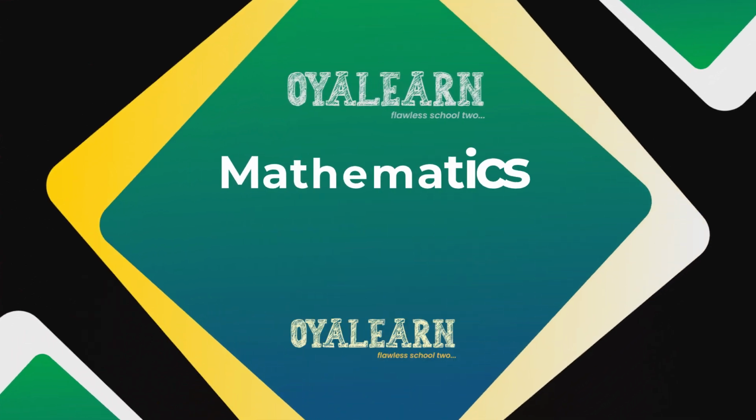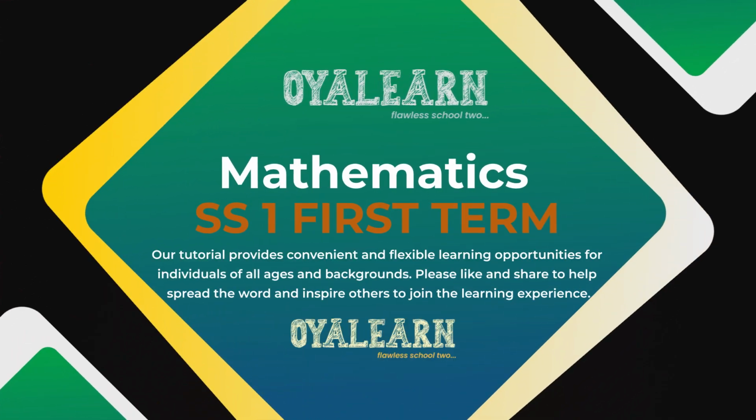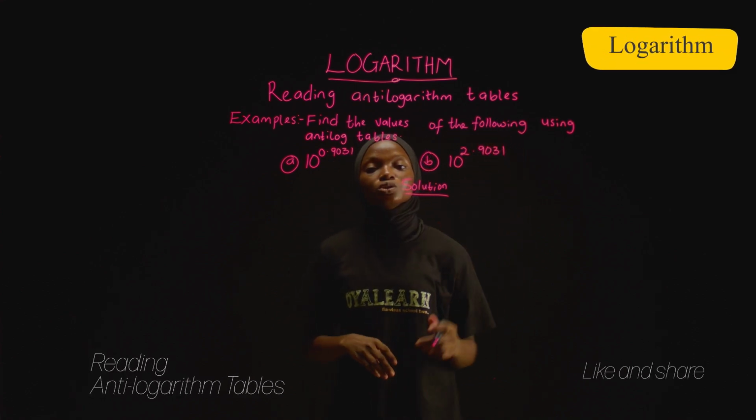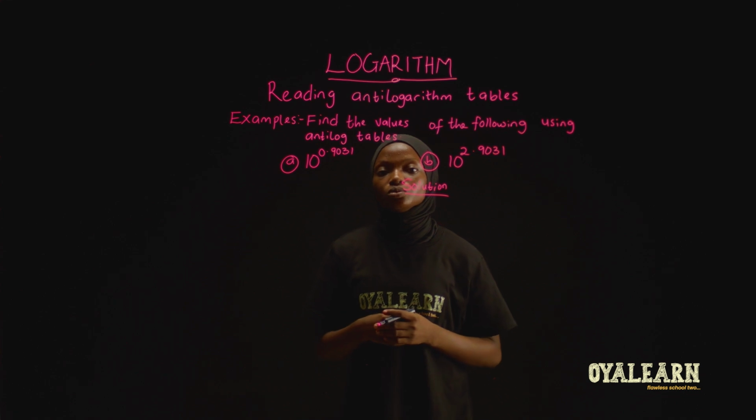Here we'll be learning how to find 10 raised to the power of 0.9031 and 10 raised to the power of 2.9031 using the antilog table.